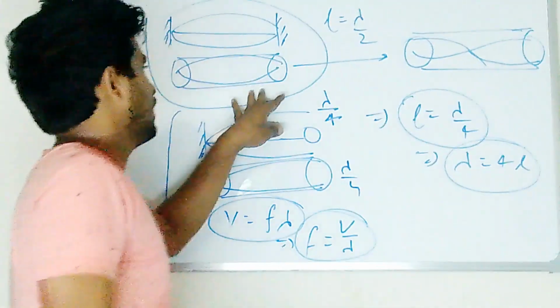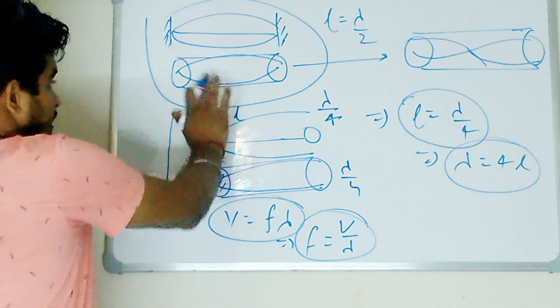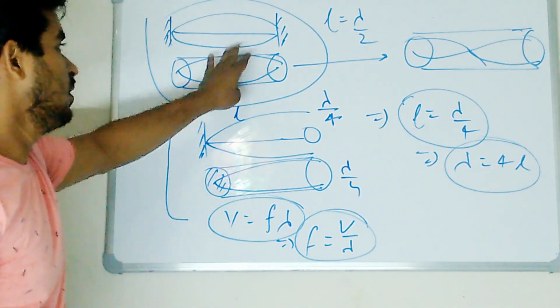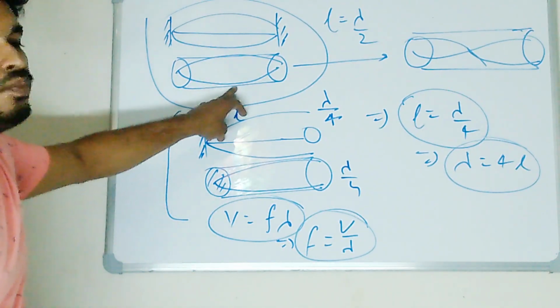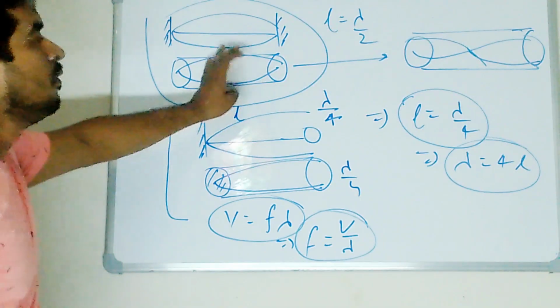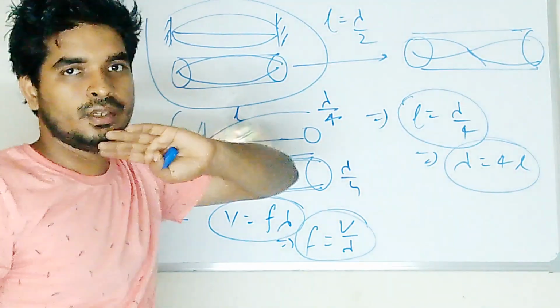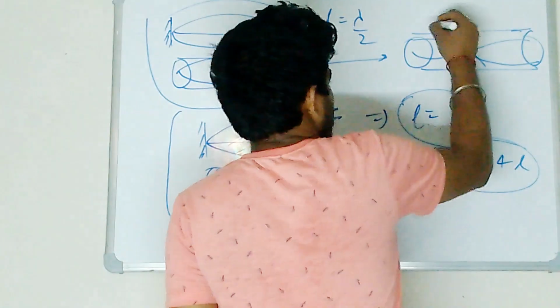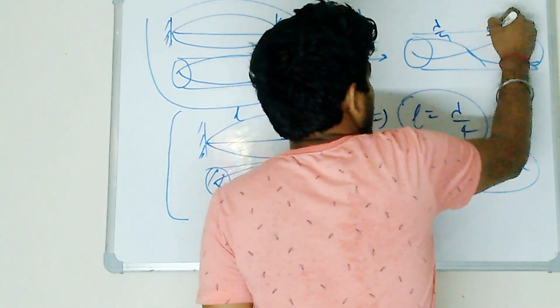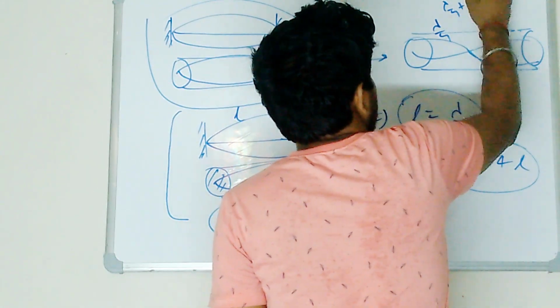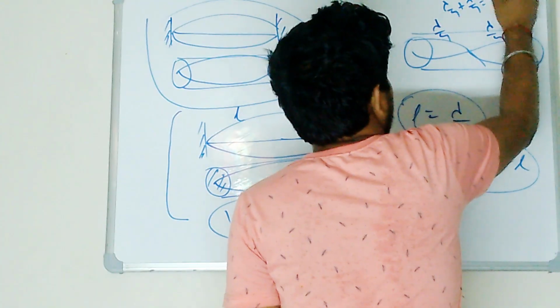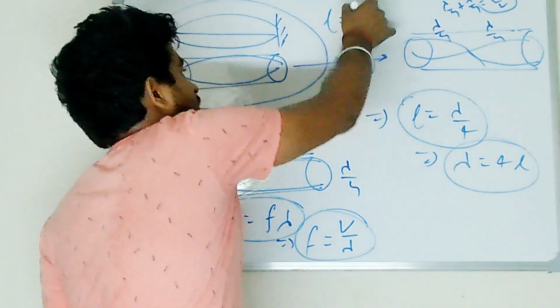So in the last series I did it like this directly. For convenience I took L equals lambda by 2, and from there lambda equals 2L. But actually it will be like this, yes or no? Because it's open at both ends. Again it's the same thing: this is lambda by 4 and this is lambda by 4, lambda by 4 plus lambda by 4 will be lambda by 2. So the value will come the same.